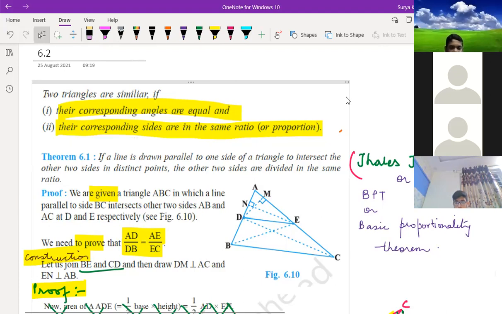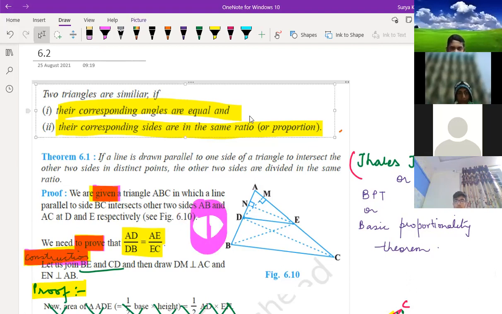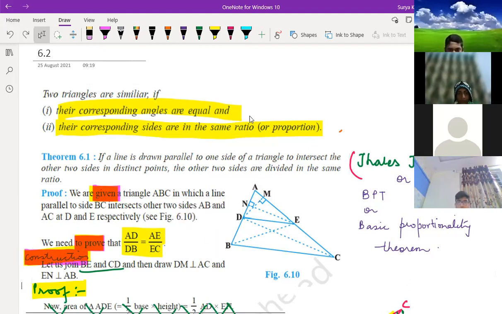Now, till construction, does anyone have doubt, children? First, this is given, we should write. Second, we should write to prove, and third point is construction. So you get 1 mark out of 4 if you write this much in an exam: for writing given, to prove, and construction, you get 1 mark. So next is the proof part. How to prove this?